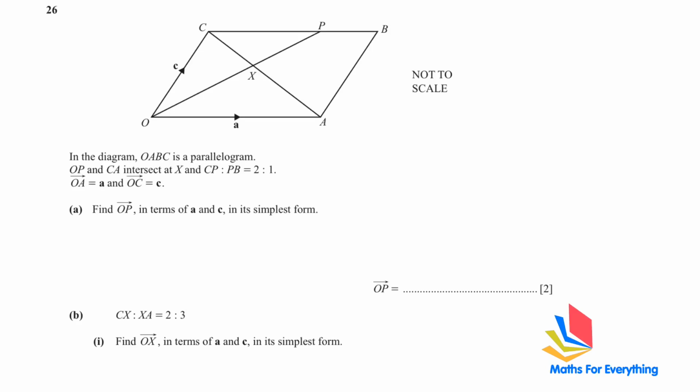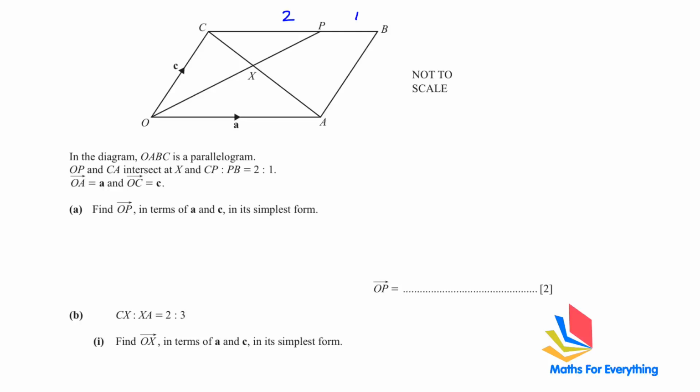Question number 26, we have a vector question. What has been given in the question? OABC is a parallelogram. OP and CA intersect at X, and CP:PB is 2:1. Find OP. To find OP, we will first have to find CP.